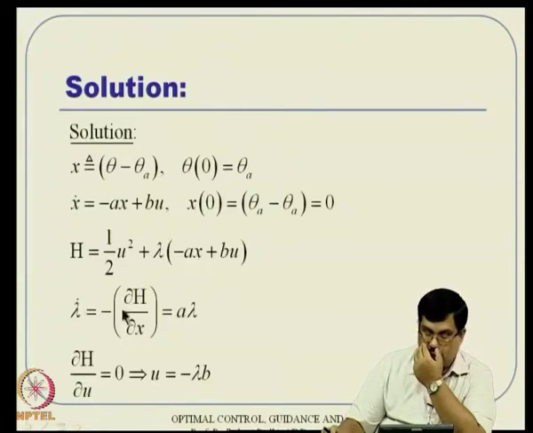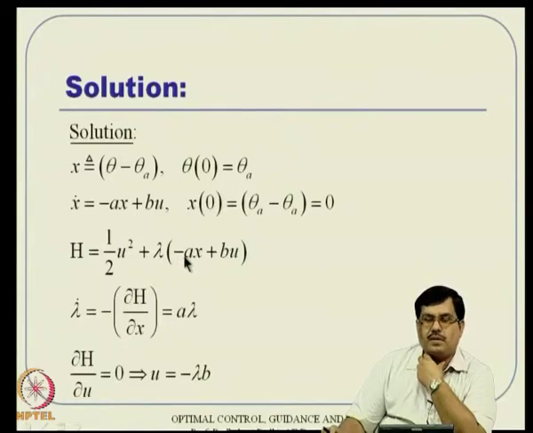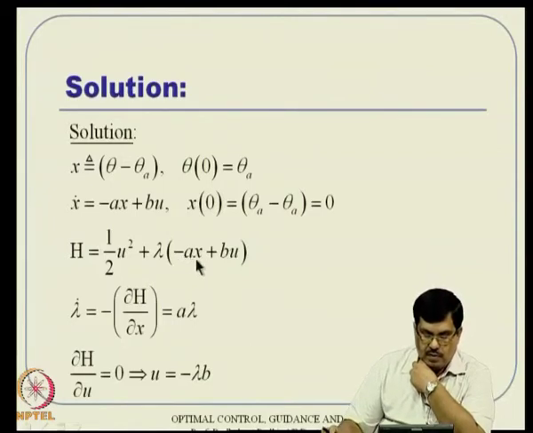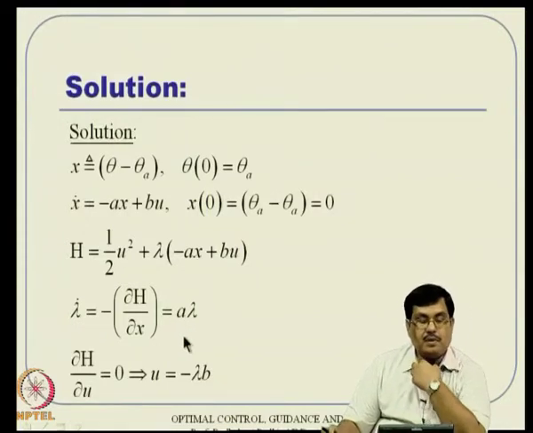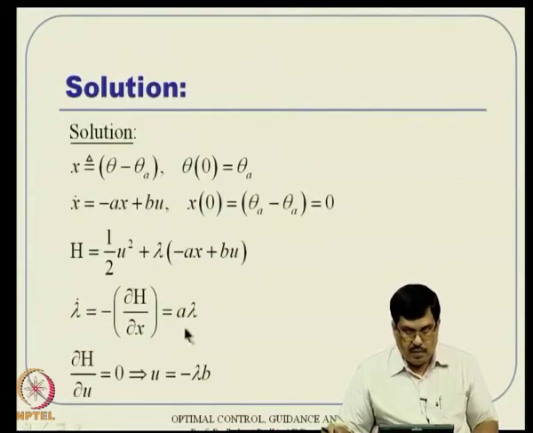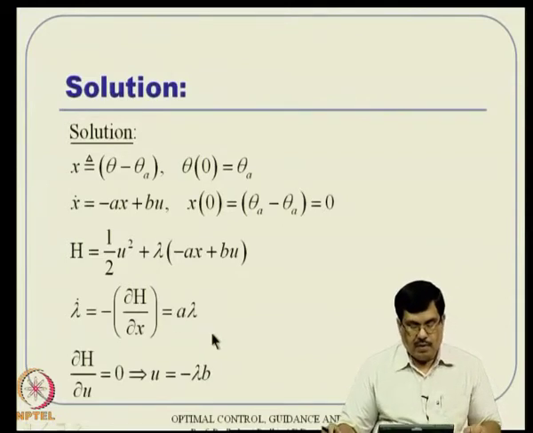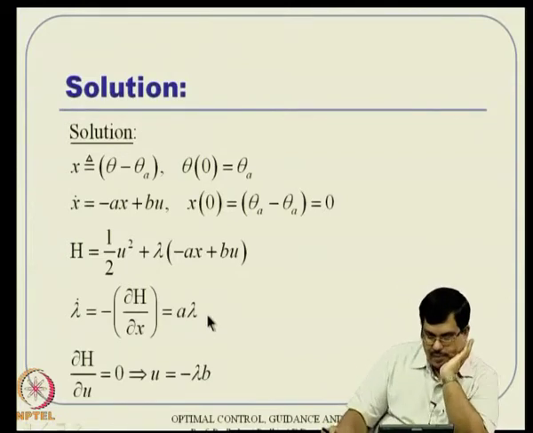So, what is our lambda dot? Lambda dot is minus del H by del x, and if you compute del H by del x from this expression, only this term will contribute. So del H by del x is nothing but minus a lambda, and minus of that is plus a lambda. So lambda dot is a times lambda.